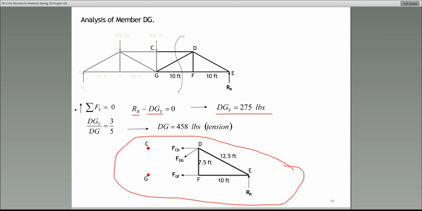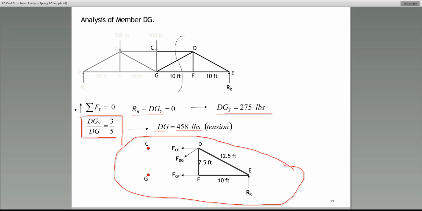All right? So now that we have the Y component of the force in DG, remember I told you the geometry of the truss is given. So just use a similar triangle situation. DGY over DG is equal to 3 over 5. It's a 3, 4, 5 triangle. It was given to us at the first slide that talked about this truss. All right? So the force in member DG comes out to be 458 pounds.